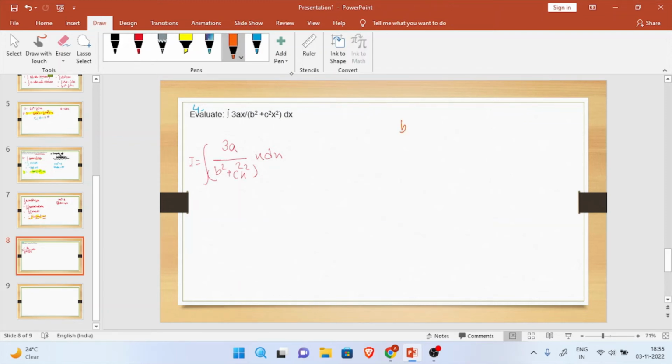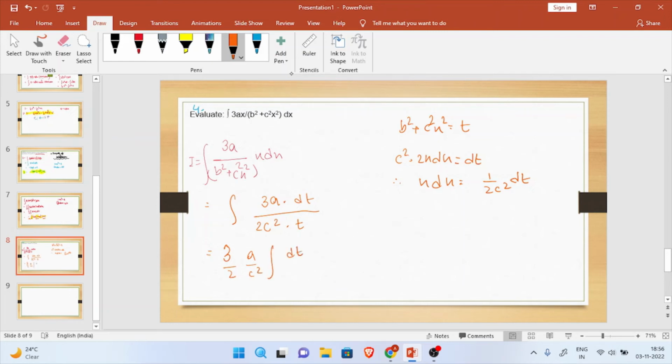Here, similarly, we will take b square plus c square x square as t, so that we get c square into 2x dx is dt. So we get x dx is nothing but 1 by 2c square dt. Now if I put the values here, 3a is constant, x dx is dt by 2c square, and b square plus c square x square has been already taken as t. So the function looks like 3 by 2 a by c square dt by t.